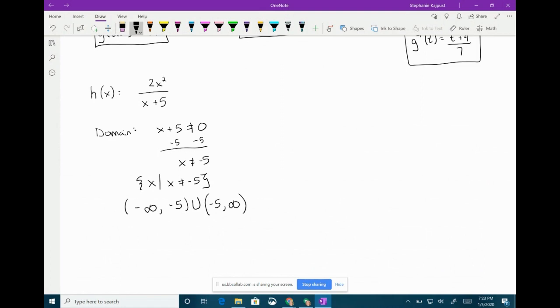The other thing that we do with rational functions is finding the vertical and horizontal asymptotes. So the vertical asymptote is where your denominator is 0. So it's basically the same thing as what's excluded from the domain. So you just set your denominator equal to 0, and then when you solve, we get x equals negative 5 as the vertical asymptote.